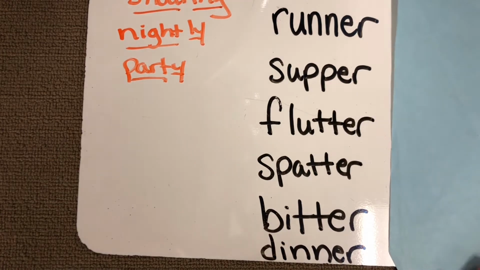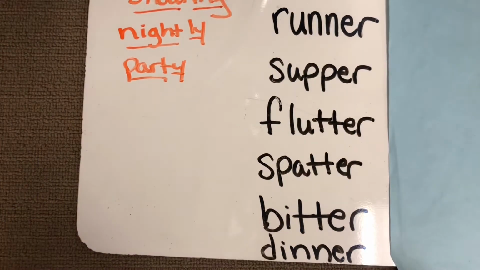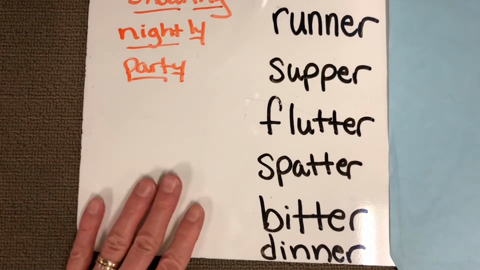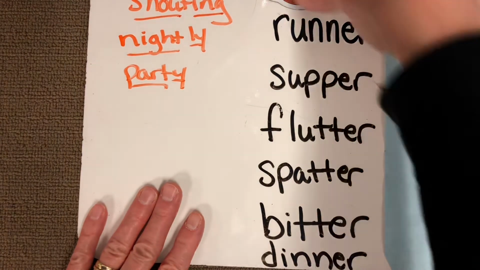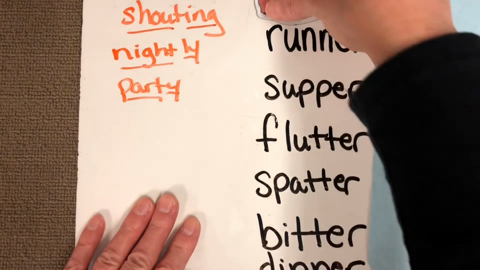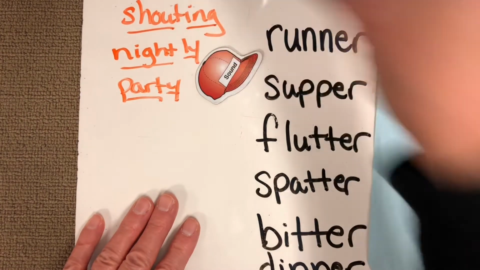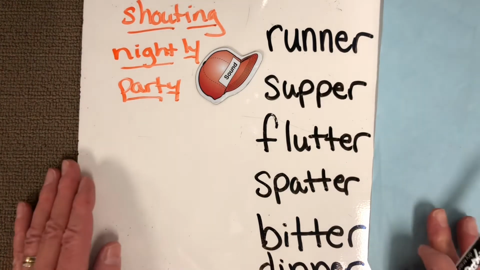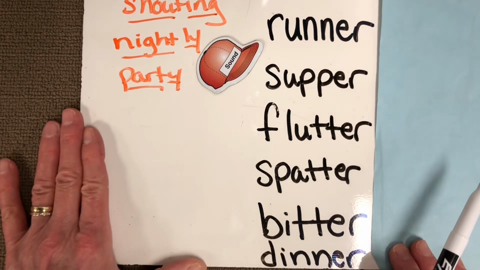And what does that tell us about the vowel that comes right before that double consonant? Is it saying its name or its sound? Well, that first syllable, where's its sound hat? So knowing that, I'll put it right there. We can identify the syllables, figure out each one, say the word.